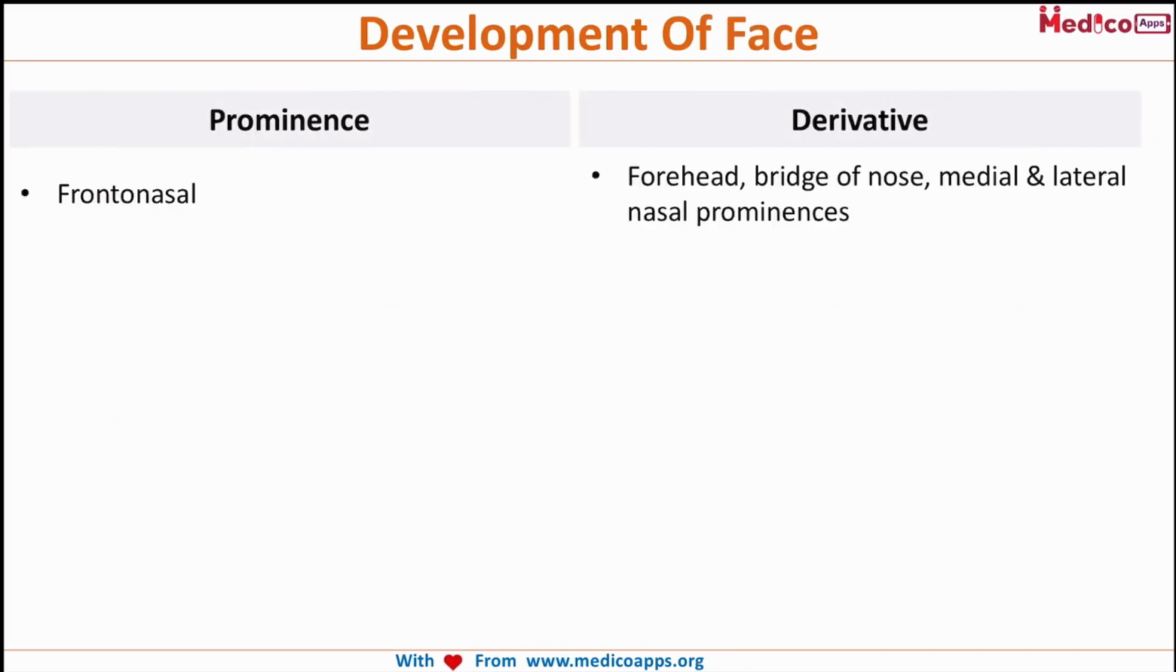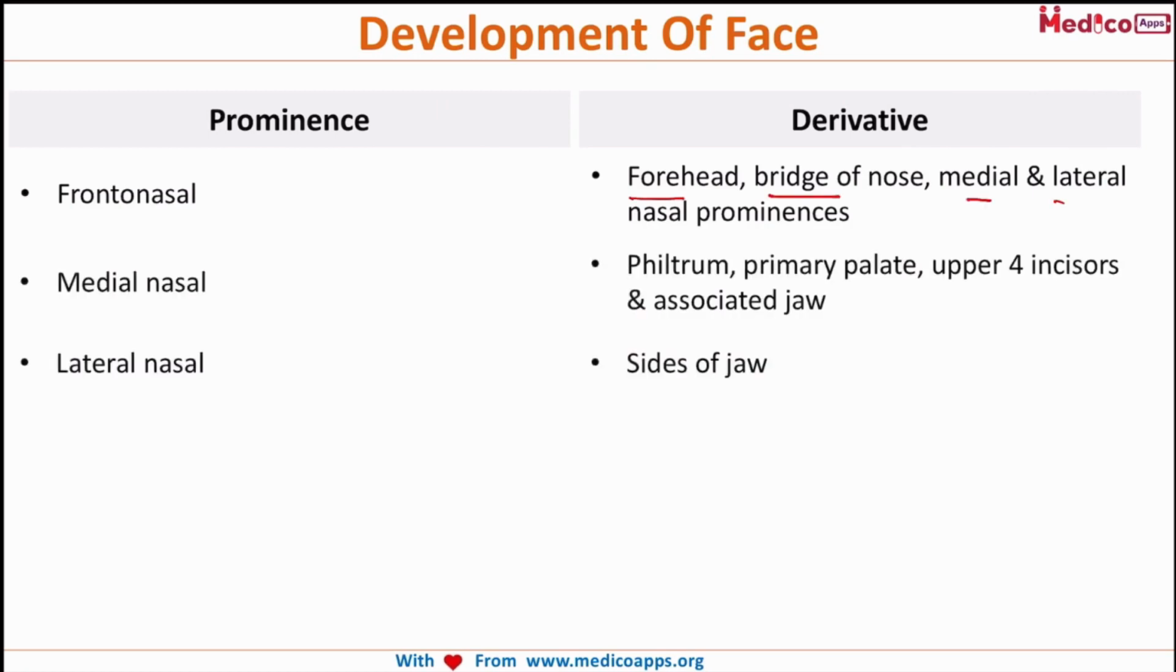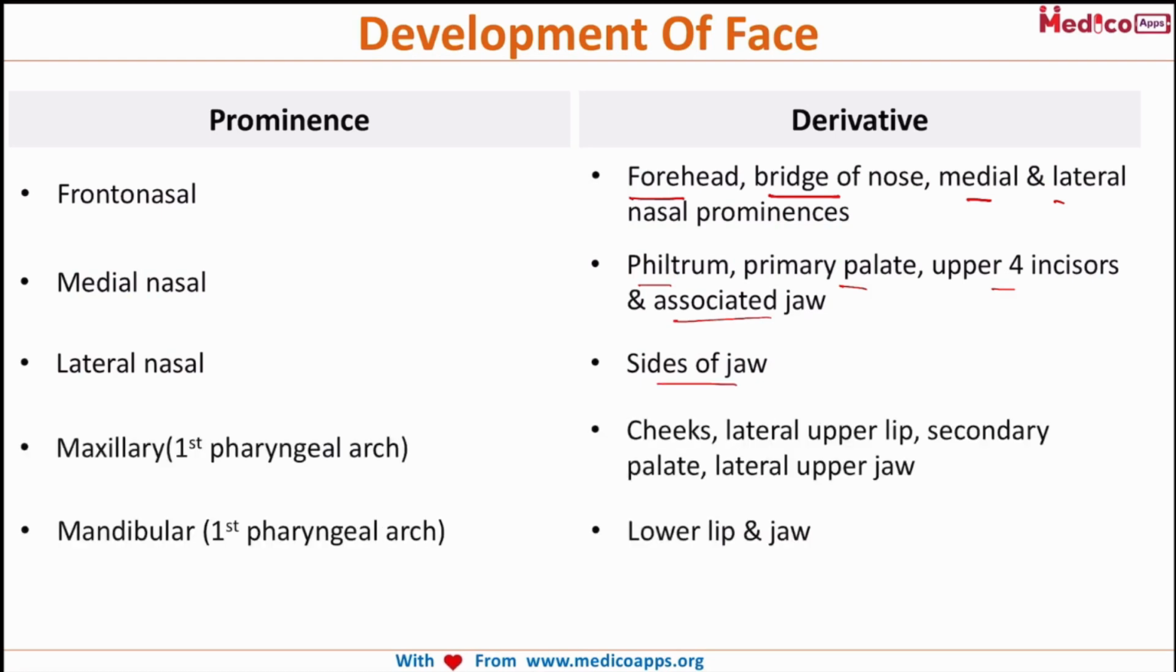Now the prominences and their derivatives. So frontonasal prominence will give rise to forehead, bridge of the nose, medial and the lateral nasal prominences. Medial nasal wall will give rise to philtrum, primary palate, upper four incisors and associated jaw. Lateral nasal prominence will give rise to side of the nose. Then maxillary, that is the first pharyngeal arch, will give rise to cheek, lateral upper lip, secondary palate, lateral upper jaw, and mandibular first pharyngeal arch will give rise to lower lip and the jaw.